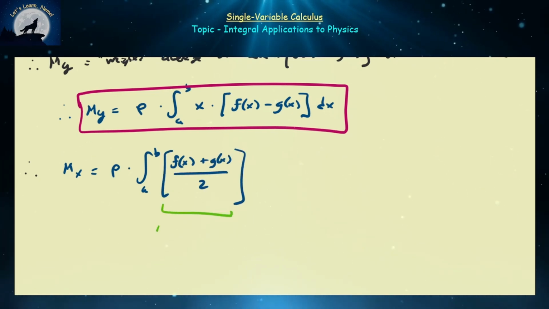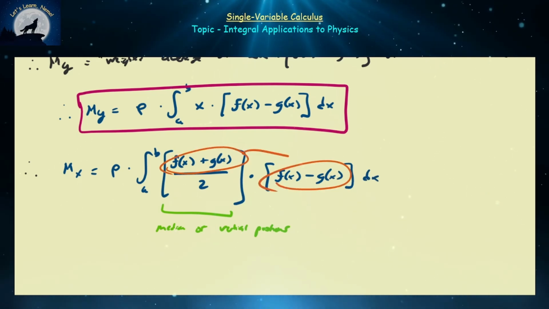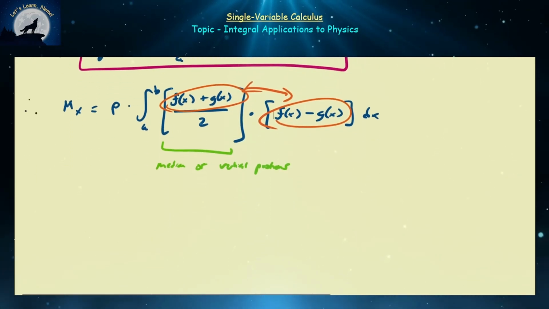Well, this is the median of vertical positions over that particular area. So times f of x minus g of x dx. Now keep in mind I have f plus g and f minus g, so I can distribute those and get a difference of squares, and you can find a nicer representation for mx.